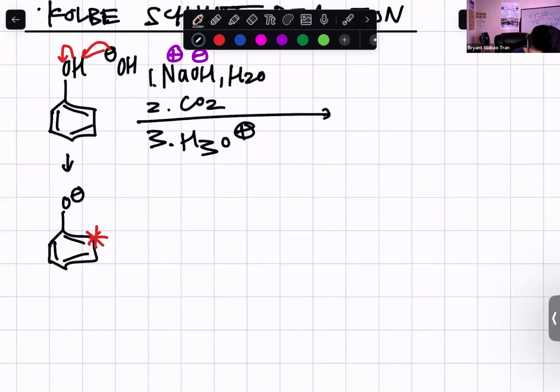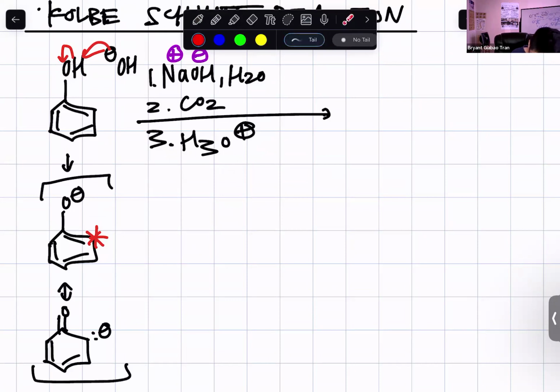Right. Because if I were to draw out the resonance structure of that, which is this here, the negative charge on this carbon is less stable than the negative charge on the oxygen, making this carbon more nucleophilic, making it the nucleophile.